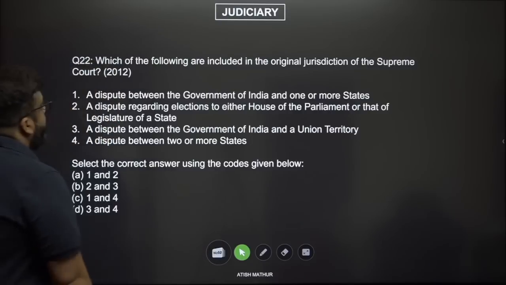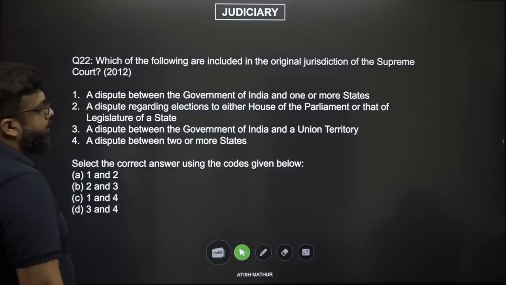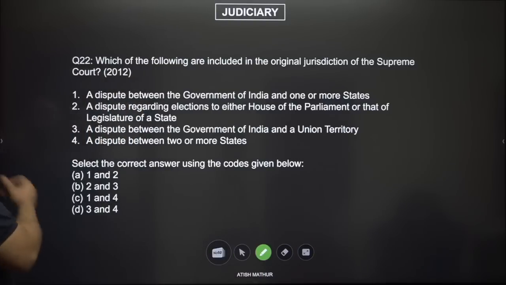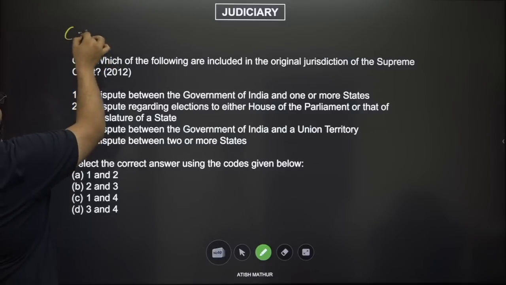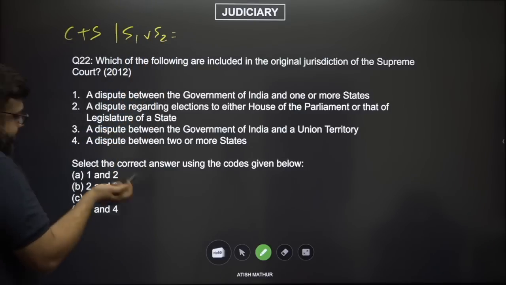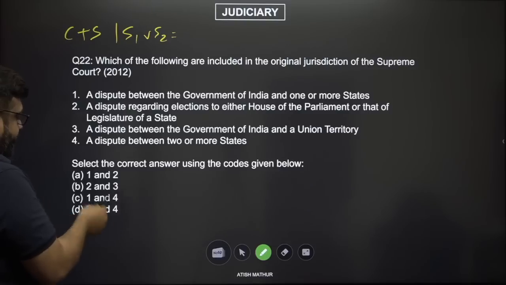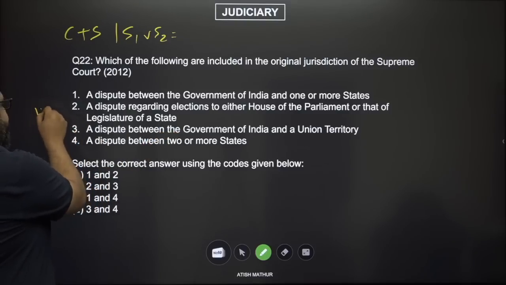Next. Which of the following are included in the original jurisdiction of the Supreme Court? A dispute between Government of India or one or more states, a dispute between elections to either house of the Parliament or that of the legislature, a dispute between the Government of India and a union territory, and a dispute between two or more states. Now, this is a dead easy question. So, a dispute between the center and the states or between two or more states is original jurisdiction. Let us see what we can eliminate. 1 and 2, 2 and 3, 1 and 4, 3 and 4. A dispute regarding elections to either house is an election petition and can only be filed in the High Court.